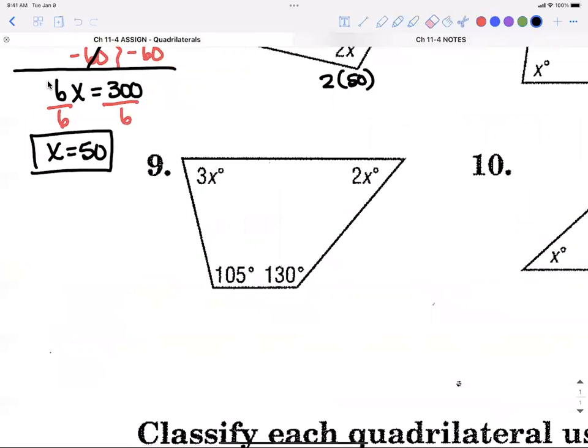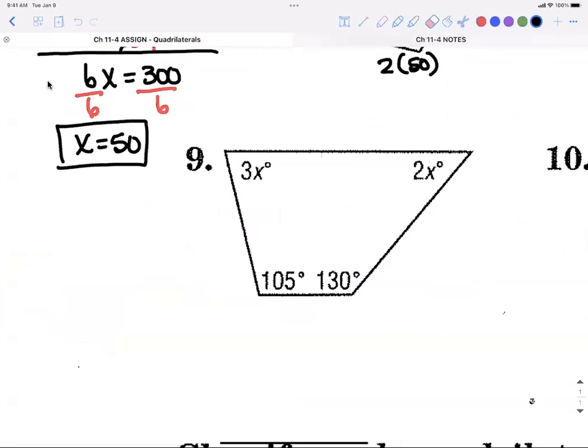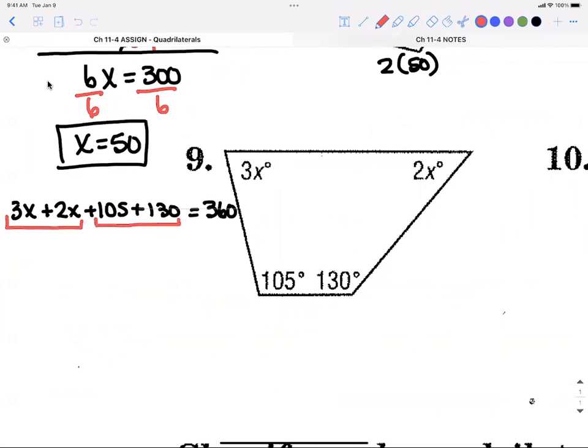Okay. For number 9, same idea. We are going to add 3x plus 2x plus 105 plus 130, and we know that all 4 angles equal 360. And now we've got a couple of things to combine. We've got our x's to combine, and we've got some numbers to combine. And when we do that, 3x and 2x can be combined as 5x, and 105 plus 130 is 235.